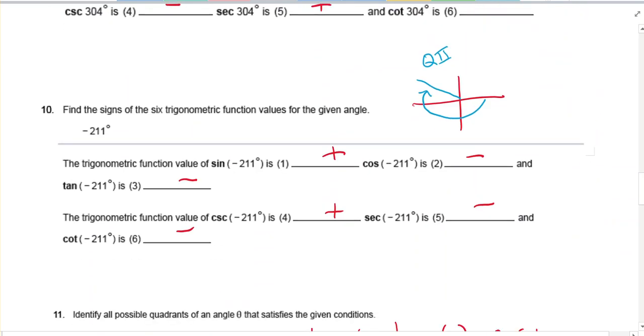Number 10, negative 211. So remember, we start here, and if we go all the way to here, we've gone 180. And so it'd be somewhere in quadrant 2. What's positive there? Sine and cosecant. So sine is positive, cosine's negative, tan's negative. And then down here, the cosecant is positive. So those are the only two, sine and cosecant, that are positive.